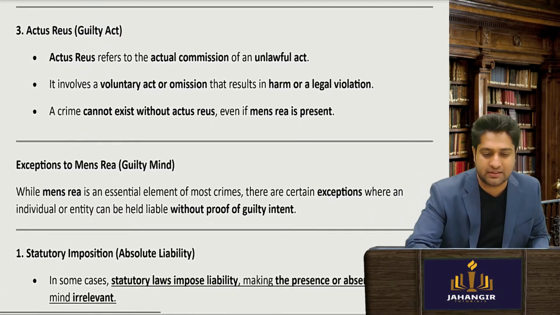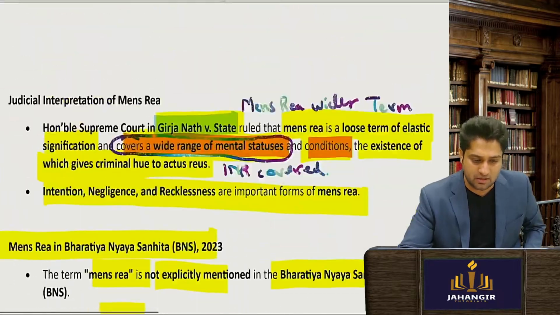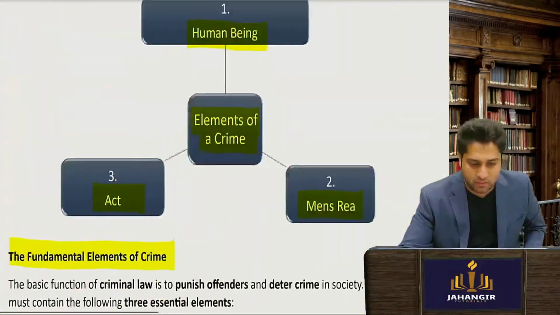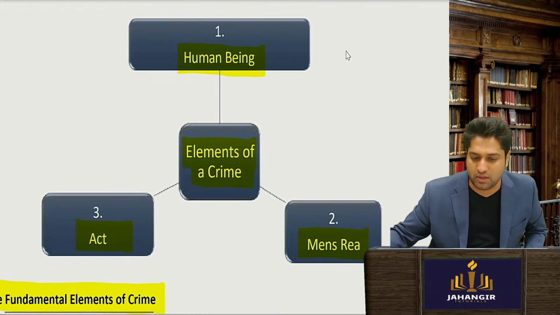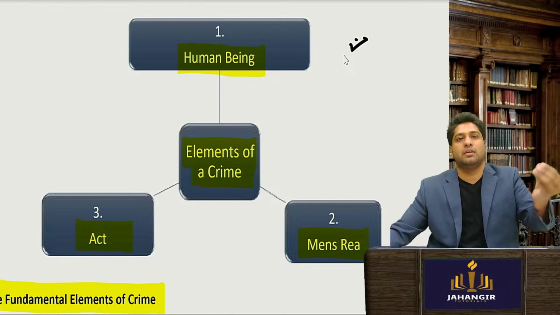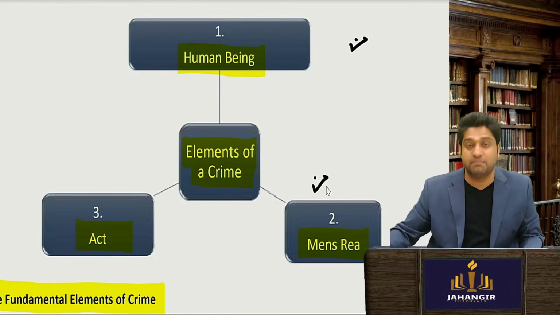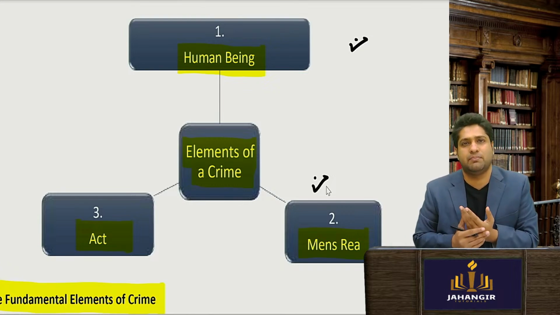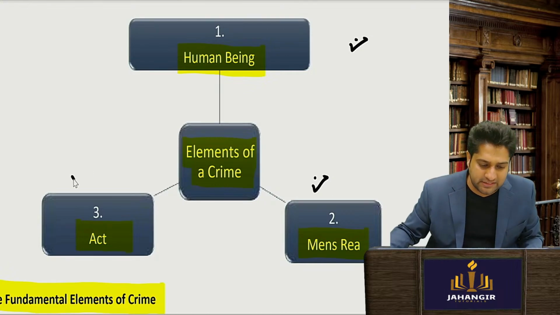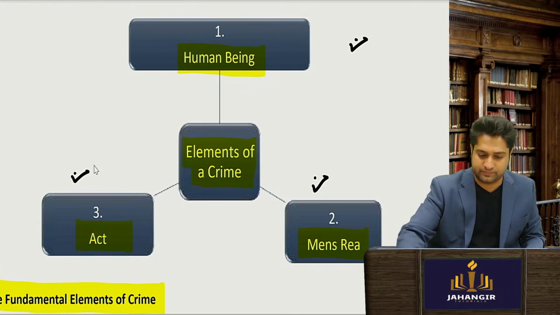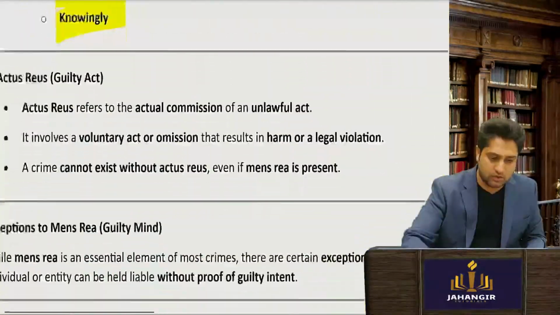Okay, and then the third element is the act. We are doing the fundamentals of a crime. First of all, you cannot hold an animal in prison. It's only human beings. You need to have mens rea. Mens rea is very important, and the forms of mens rea have been given as INR. And now we'll see the act, the wrong act. Now what do you mean by a wrong act? Okay, so let's see.